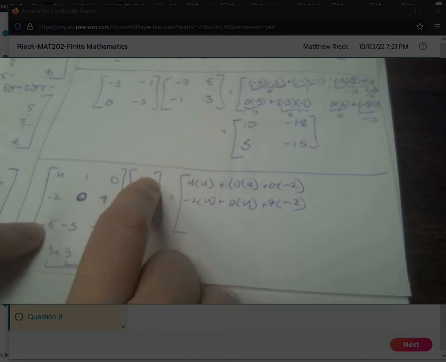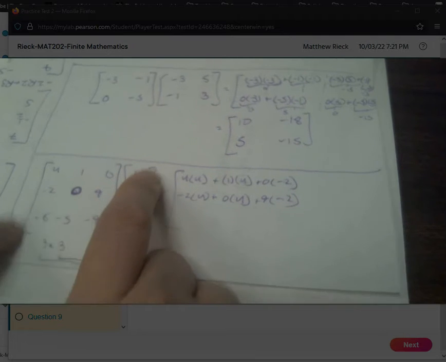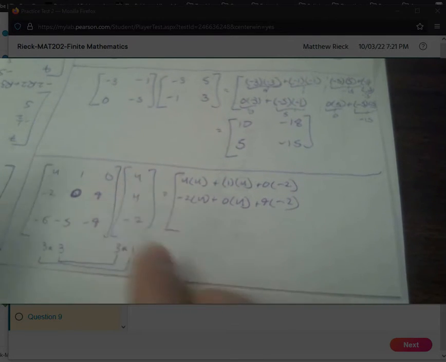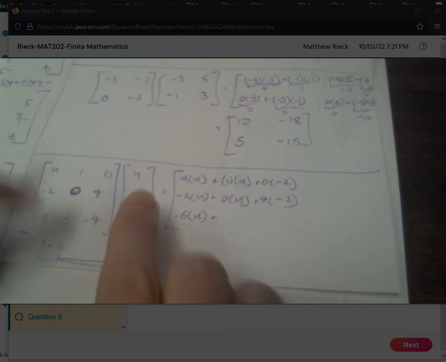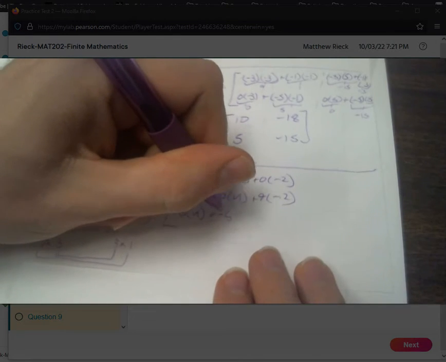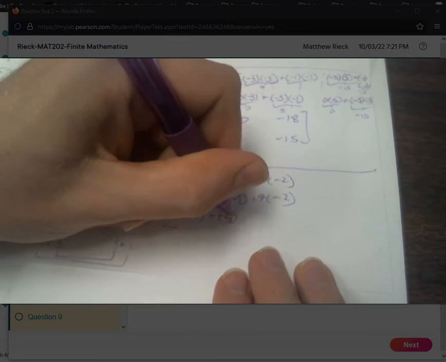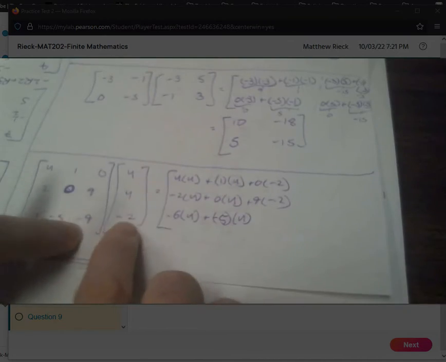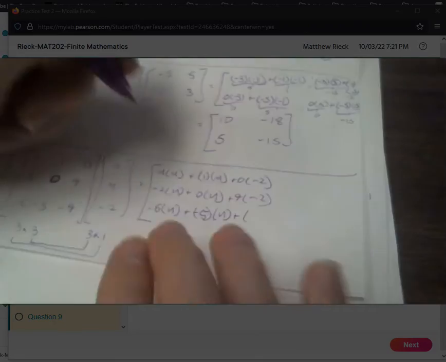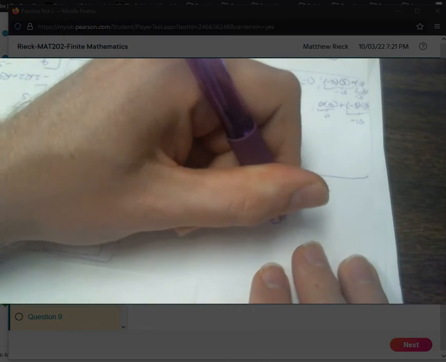And finally, for the third row here, we're going to use the third row, and again, the column here. So we have negative 6 times 4 plus negative 5 times 4 plus negative 9 times negative 2.